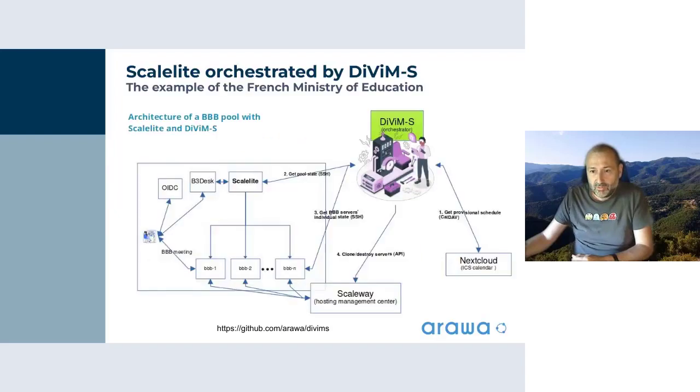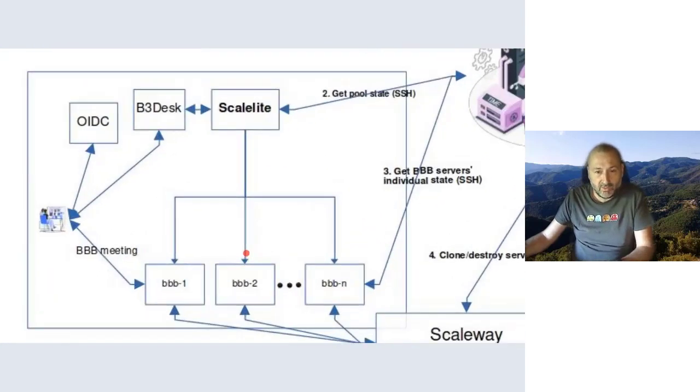So let me show you what a typical deployment of ScaleLite looks like when it's orchestrated with DVMS, our solution to auto-scale the number of BigBlueButton servers. If you look at the typical deployment, ScaleLite operates on many BigBlueButton servers, but the number of servers is fixed.